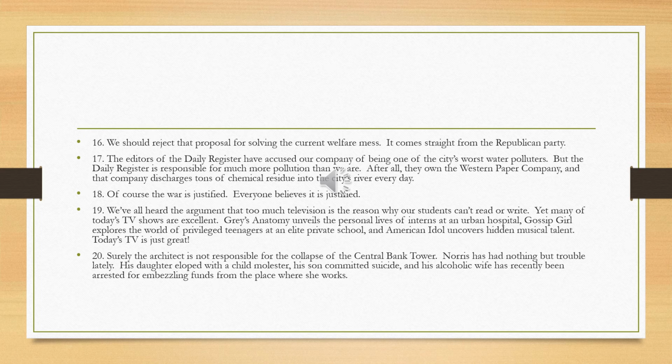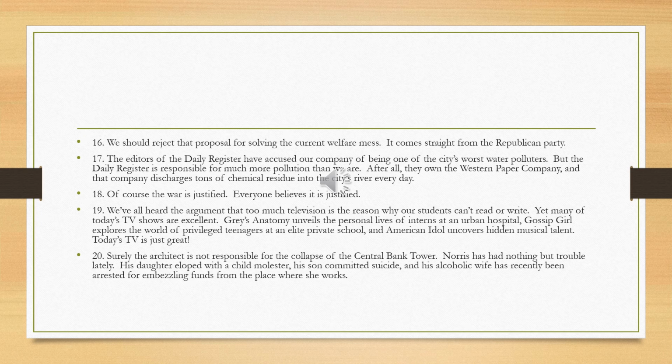18 should be fairly easy to spot now that we've had a little bit of practice. Of course, the war is justified. Everyone believes it's justified. So if you don't think so, you're not part of the group and you're going to be left out. So this is an example of a bandwagon fallacy. 19 is an example of a red herring. The issue is too much television being the reason why our students can't read or write, and then we go on to suddenly talk about how excellent the TV shows are, and this is a distraction. This is a different topic, so we've been distracted onto a different topic.